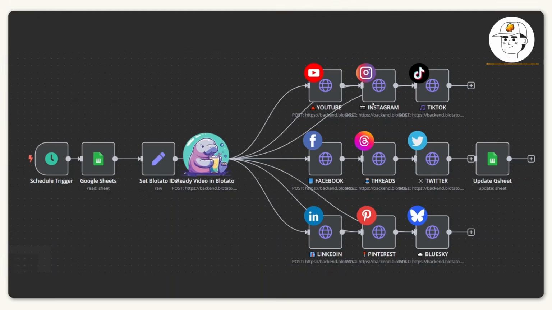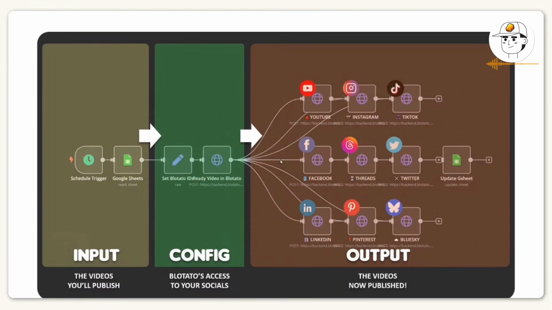Okay, let's dig into this. So the framework of what we'll set up is actually very simple and already illustrated by the workflow that we'll be doing. You'll basically have the input section, which captures the videos that you're planning to publish. You have the config section, which sets up Blotato's access to your social accounts. And finally, the output, which is your end in mind, which is to have your videos or posts be published to the channels of your choice.